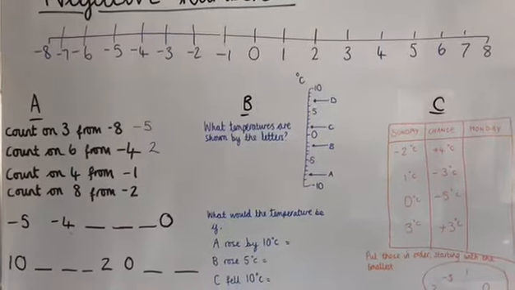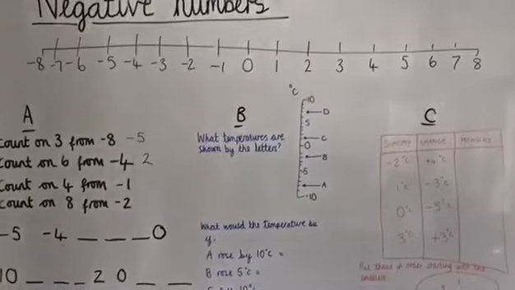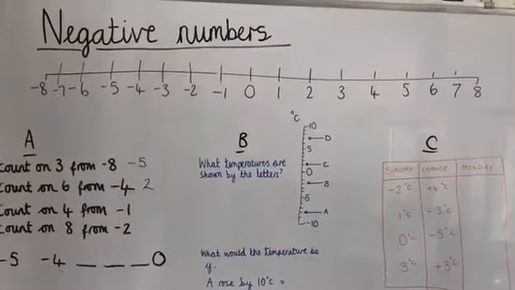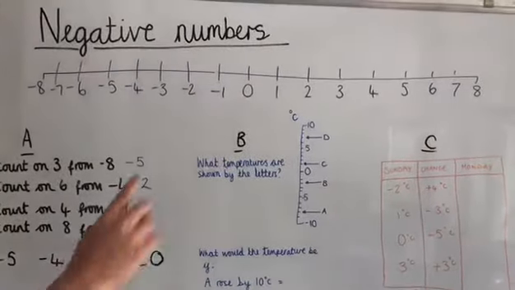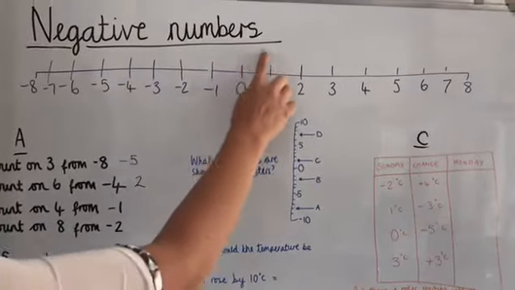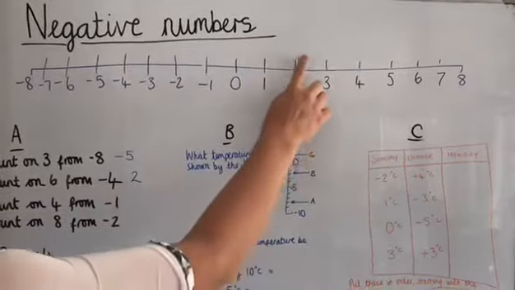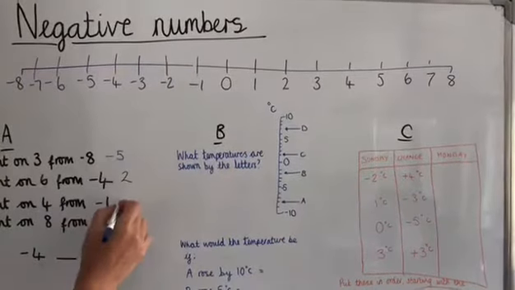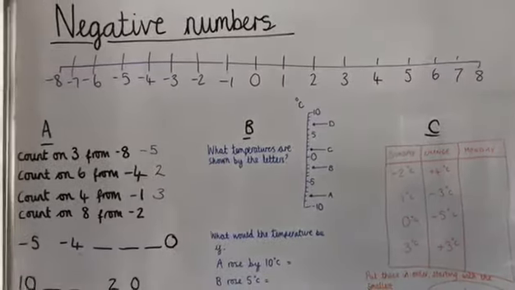Okay, count on 4 from -1. Have a go yourselves. Okay, so -1 is here and we're counting on 4. 1, 2, 3, 4. So the answer is 3.